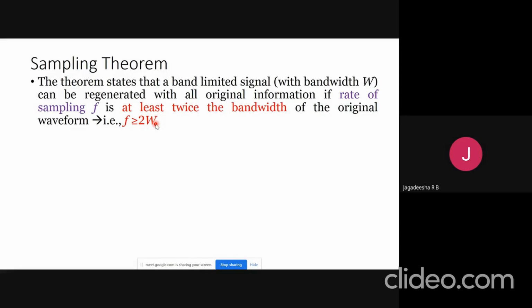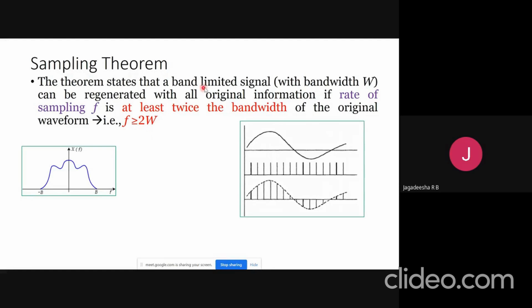For example, you have a signal of bandwidth W, that is the maximum frequency of this particular waveform. Then your sampling frequency must be equal to 2 times, or must be more than 2 times, the frequency of your signal. That's the idea of the sampling theorem.